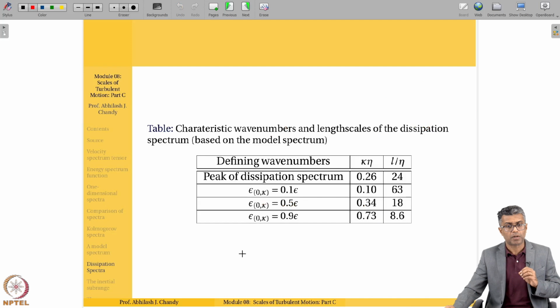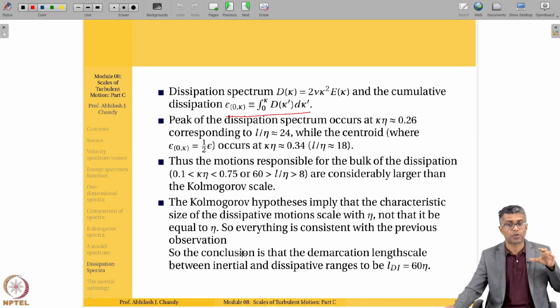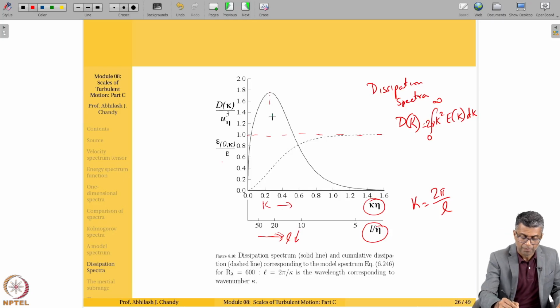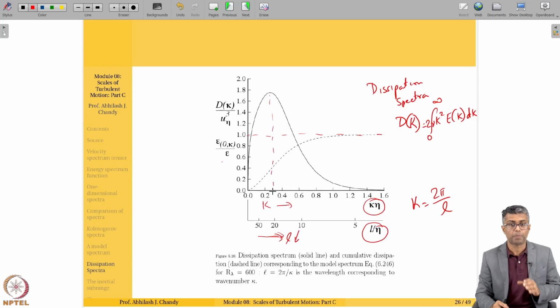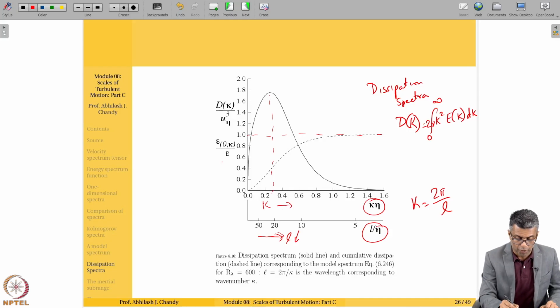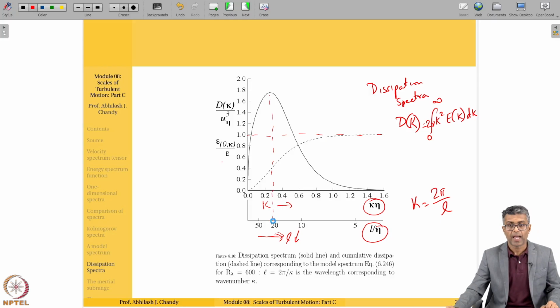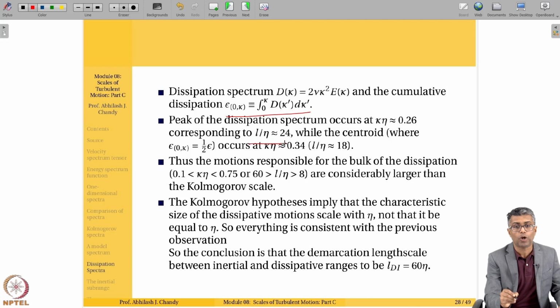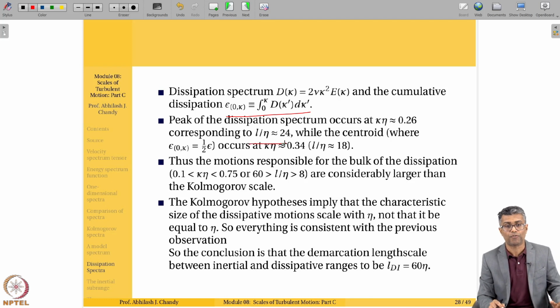A few numbers here, but I want to start with some observations of the spectrum. The peak of the dissipation spectrum occurs at kappa eta equals 0.26. What do I mean by that? The peak of the dissipation spectrum, that means dissipation is maximum, is at kappa eta equals 0.26, which corresponds to L over eta approximately equal to 24.